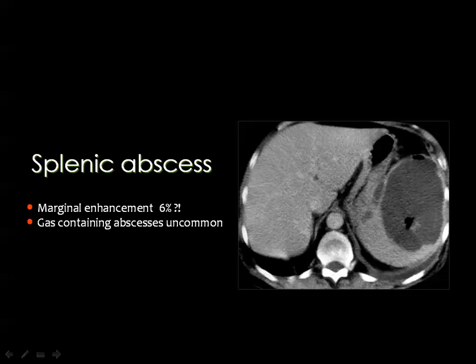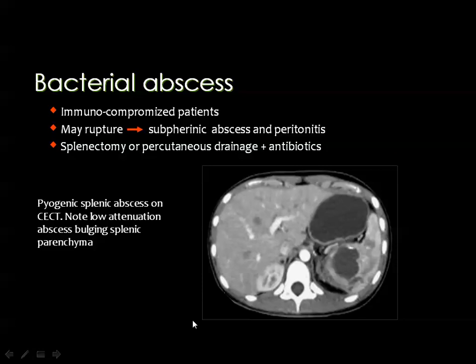But if you put a needle, you expect to introduce some air. But if you see air without any history of introduction of any needles, then you are almost sure that this is an abscess. Then abscesses may be due to bacteria or other organisms, and the abscesses may be, especially in the spleen, may occur in patients with immune compromised state, and whenever the splenic abscess ruptures, it may lead to peritonitis.